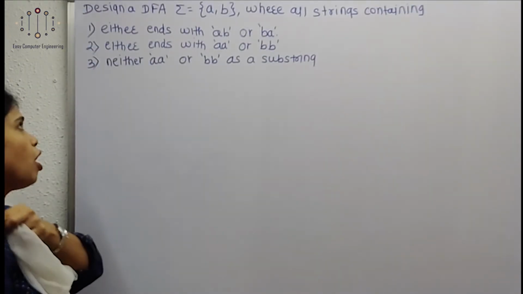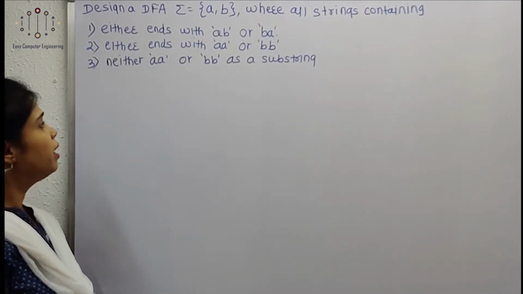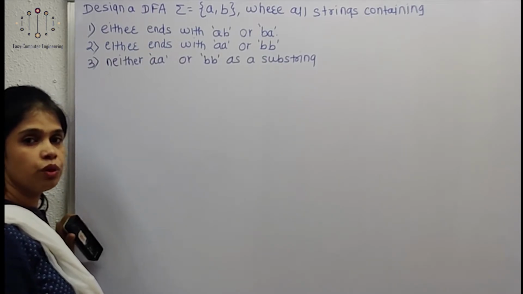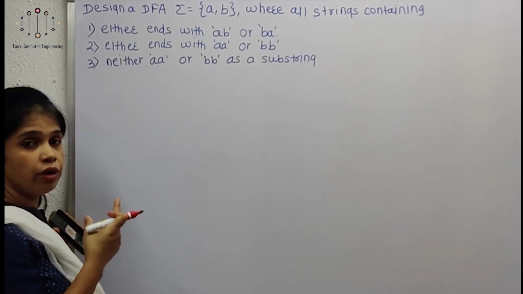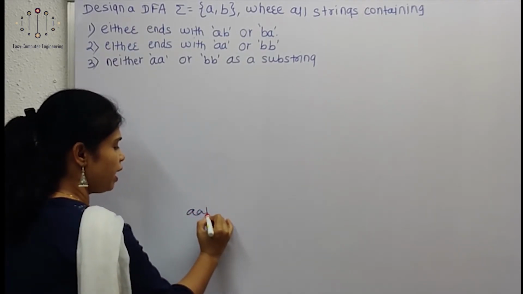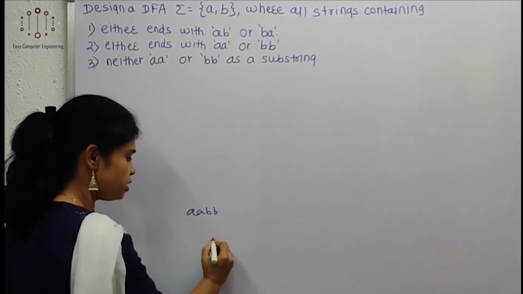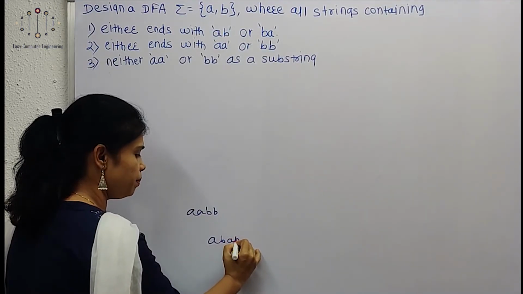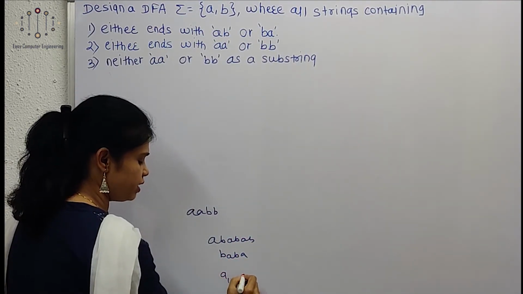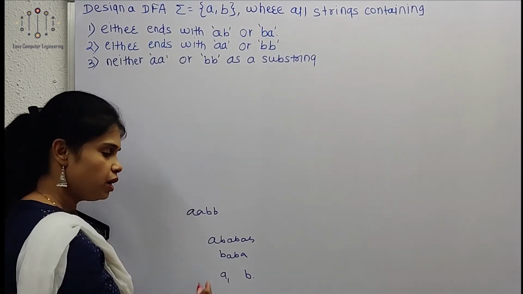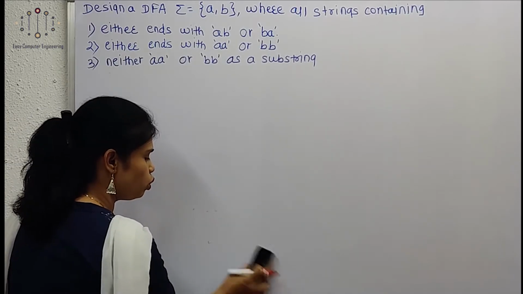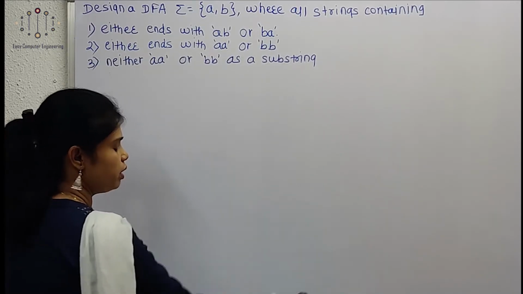Third example: all strings neither have substring AA nor BB. That means your string will not have a loop, meaning consecutive AA and BB is not possible. Your string is in the form AB or BA like this. Only A is possible, only B is possible, or epsilon is also possible. In this way you have to show your DFA.